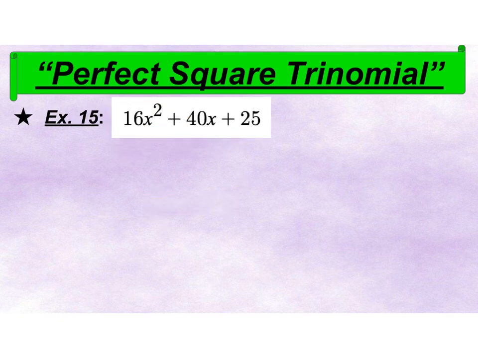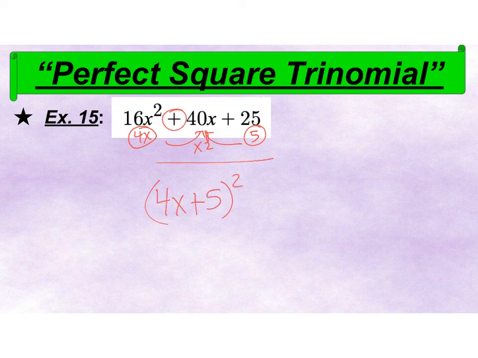Let's try that again. So 16 is a perfect square of 4, so my first term square rooted is 4x. My last term square rooted is 5. Double that for my middle, and I get 40. My sign of b is positive, so it's 4x plus 5, whole thing squared.